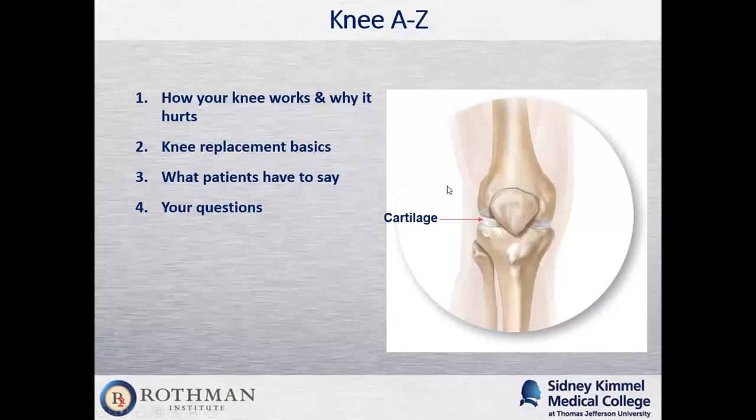Okay, so we're gonna talk a little bit about the knee, and you've already learned how it works and why it might hurt. Dr. Hornstein's given you a lot of that. Then we're gonna talk a little bit about knee replacements and options that patients have. Just to recap, you have four bones that really make up the knee joint: the thigh bone or the femur, the shin bone or the tibia, the fibula, which isn't really part of the joint, and the kneecap or the patella. And then there's the cartilage in between all these bones.